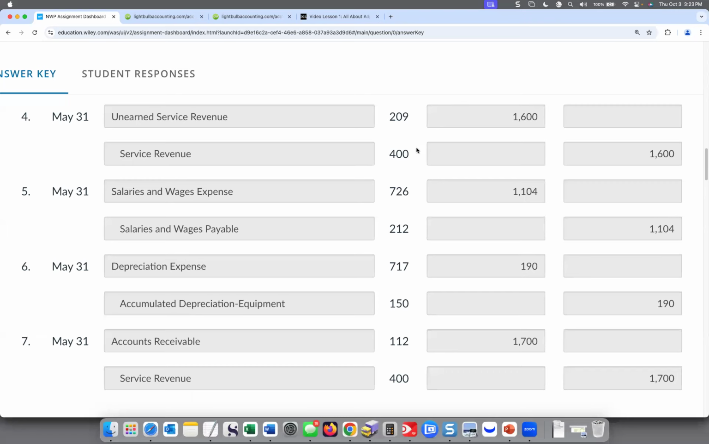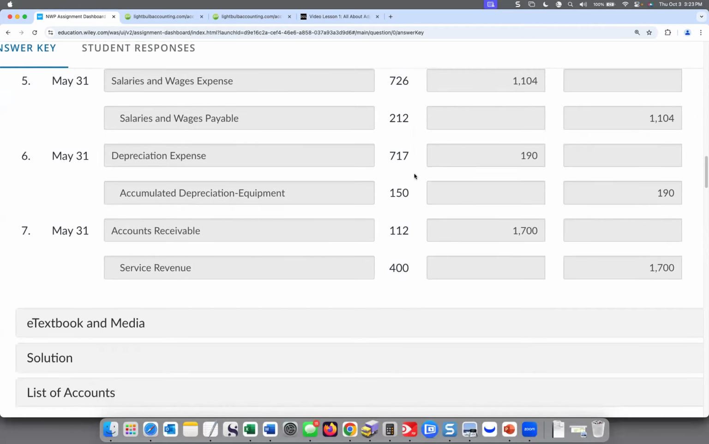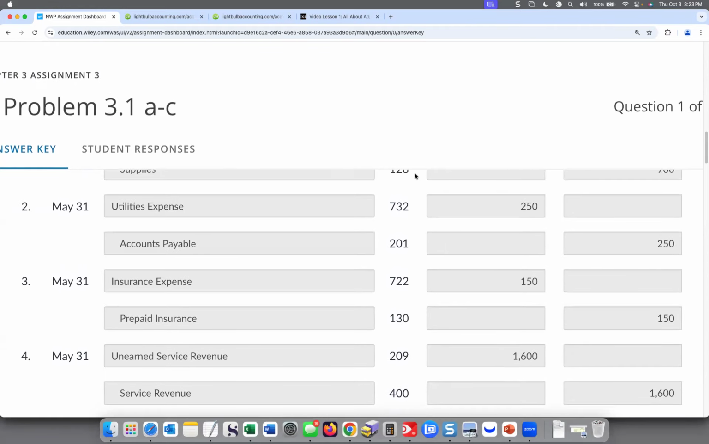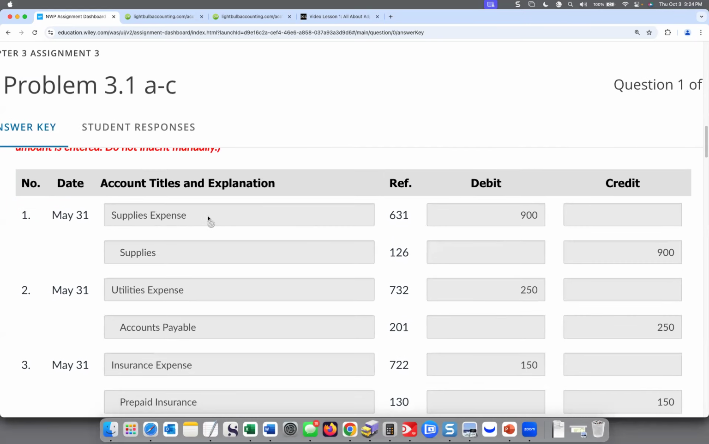So now we've got all the journal entries done. All right, we're back from break. We got all the adjusting entries done. Now part B was to take each one of these line by line, like you did in chapter 2, and post them to their respective accounts. All right.